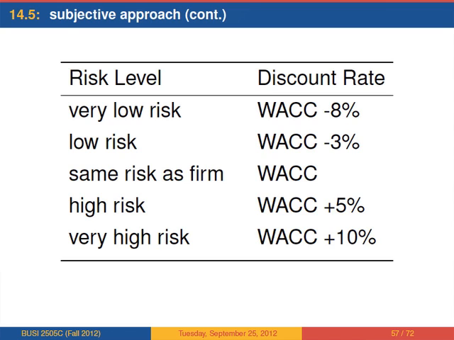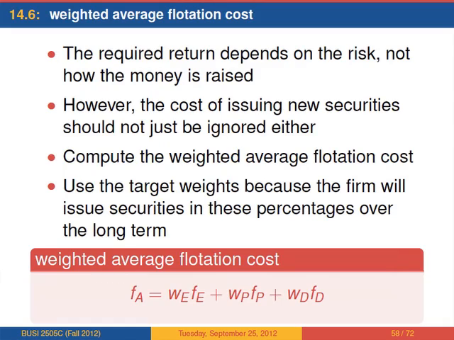But if you have something that's higher risk, you would say, I'm going to use my average cost of capital plus 5. If you have something that's very risky, I'll use my average cost of capital plus 10. If I have something that's less risky, I'll use my average cost of capital minus 3 or 5 or 8 or whatever. So that's what a subjective approach is.